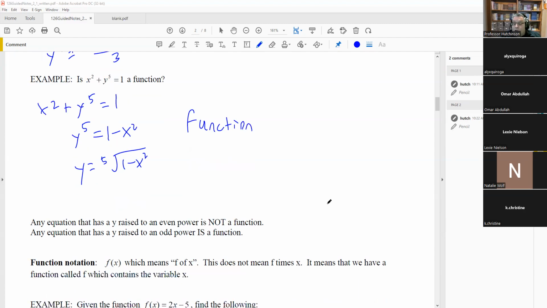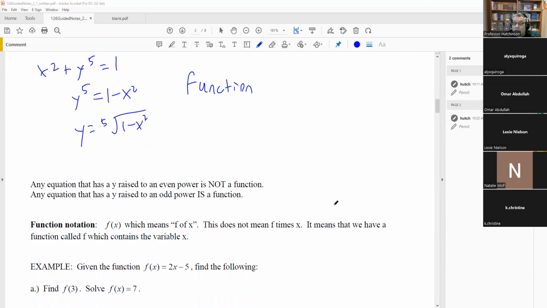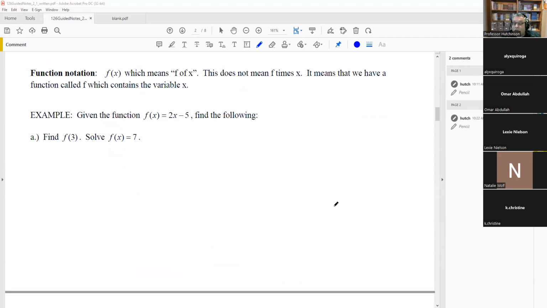We do have a function notation that we're going to talk about next. And so function notation, I mentioned this the other day when we talked about the graphs. You see this right here, an F with a parenthesis afterwards. It's pronounced like this, F of X. It does not mean multiplication, so we're not multiplying an F by an X. What it does mean is that we have some equation that we're calling F, and it contains the variable X. That's basically what it means.